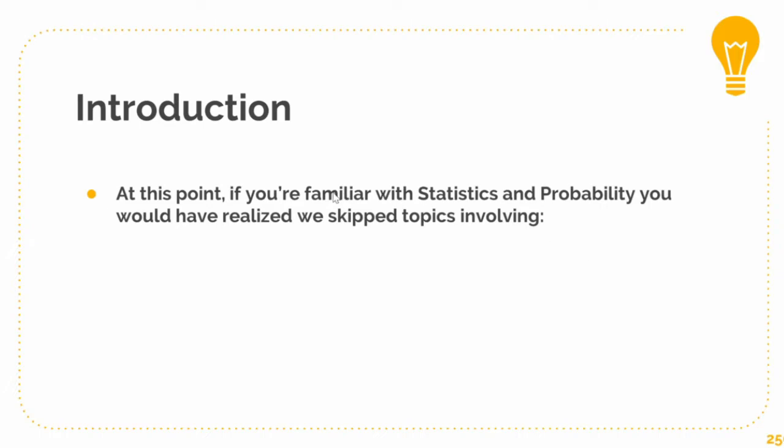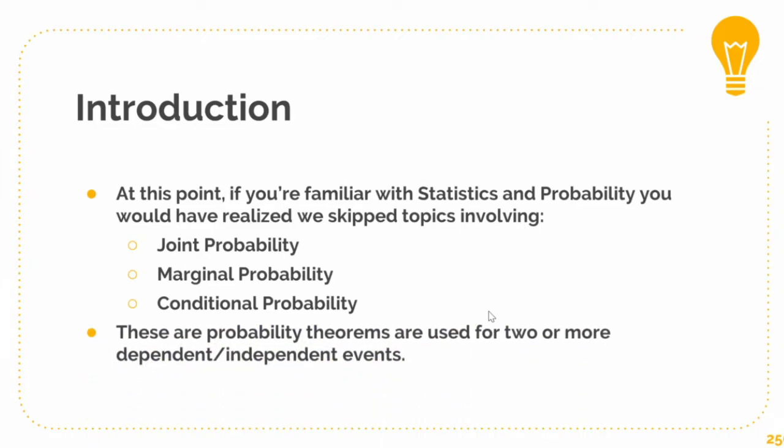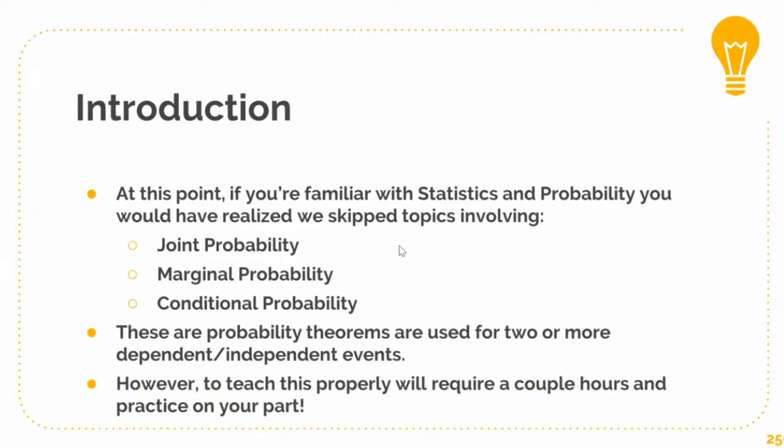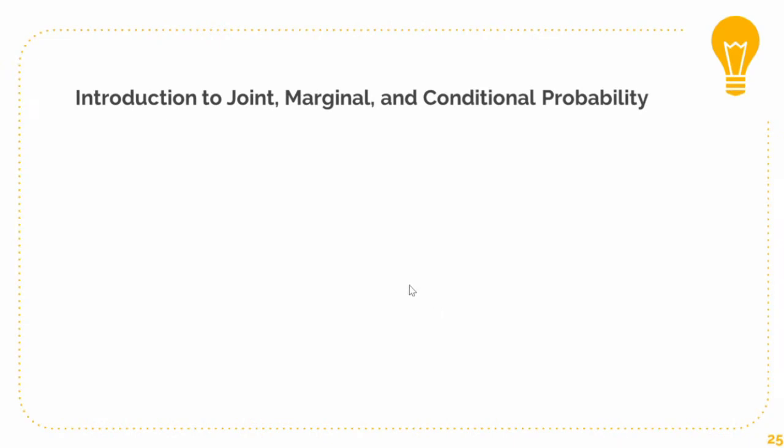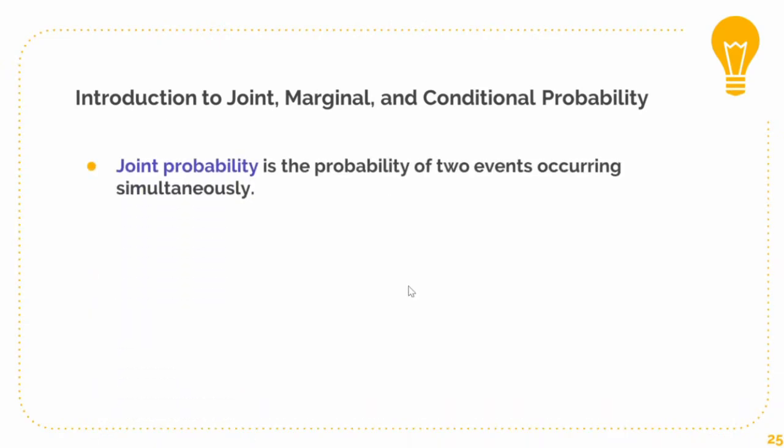So let's see this here. At this point, if you're familiar or have taken a statistics and probability class before, you'd realize we skipped over joint probability, marginal probability, and conditional probability. These are probability theorems that are used for two or more independent or dependent events. However, to teach this properly honestly requires a couple of hours of practice on your part. So I'm going to skim over this, give you the gist of each of them, and then introduce you to Bayes' theorem. So hopefully you can follow this class. If you don't, please let me know in the student forum below, and I'll try to address your questions.